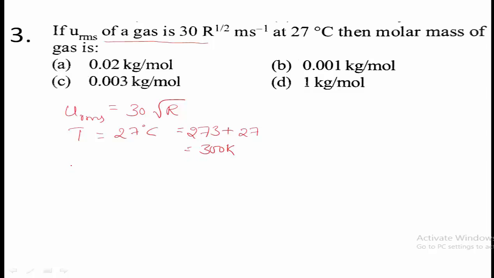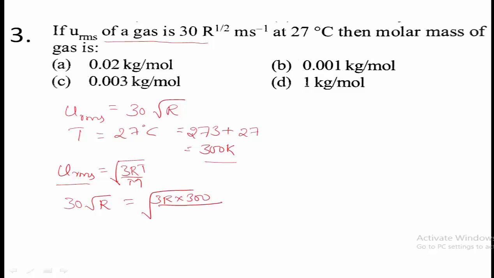Now, what is the formula to find the RMS velocity? URMS is equal to square root of 3RT divided by M. They have mentioned URMS is 30 square root of R, which is equal to square root of 3R, temperature is 300 Kelvin, into 300 divided by M, the molar mass. That you have to calculate. So write it as it is. Now square on both sides.